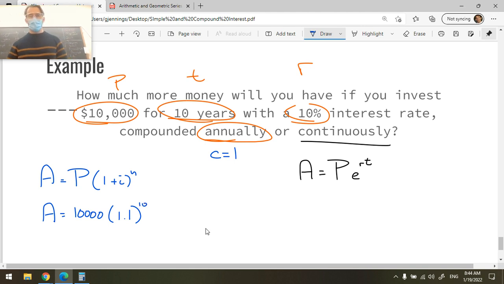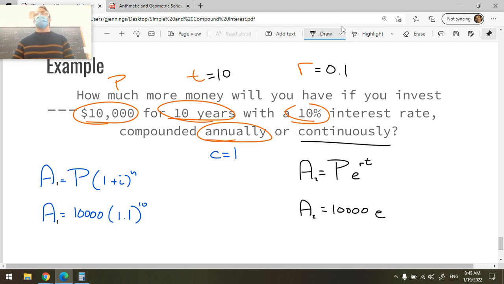Over here, on the other hand, we will have the amount that we're going to have, and it's going to be a different A. So maybe I'll call that A2 for compounding continuously, and this A1 for compounding annually. And this is going to be equal to still 10 grand, still the same initial investment, multiplied by E raised to the R times T. Well, R is 10%, so that's 0.1, and T is 10 years, so that's 10. What's 10 times 0.1? 1. 10 times the 10th is 1.